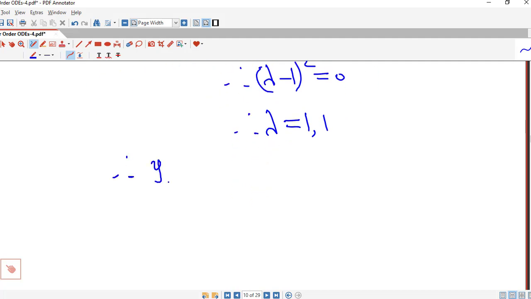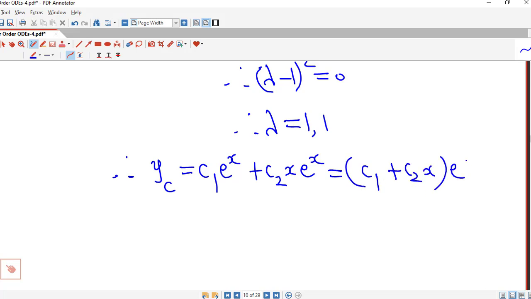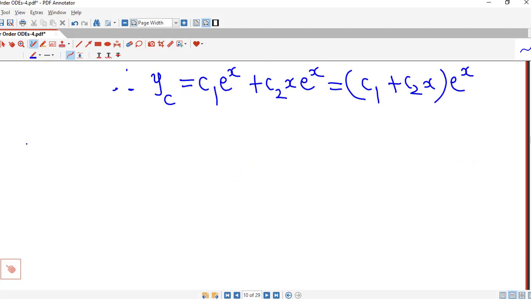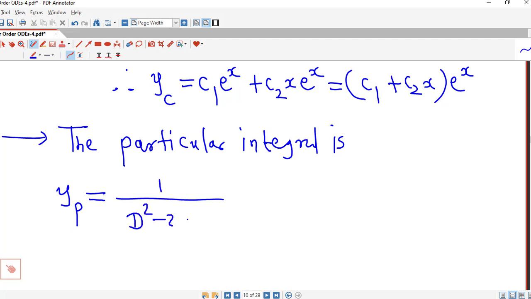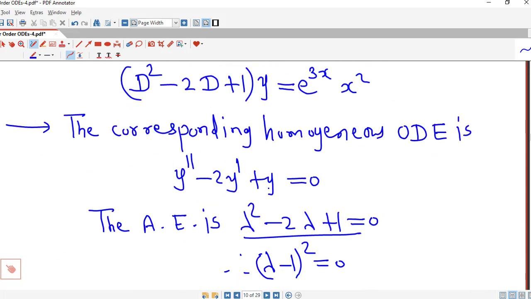Therefore the complementary function is c1 e raised to x plus c2 e raised to x, and here we have to multiply by x. So this we can rewrite as c1 plus c2x times e raised to x. Now we consider the particular integral or particular solution. The particular integral is yp equal to 1 over d square minus 2d plus 1 e raised to 3x times x square.